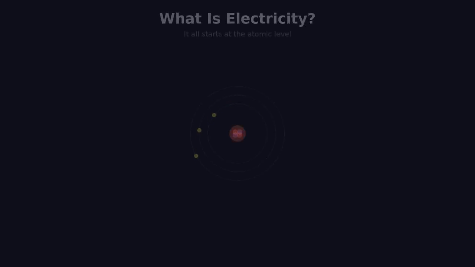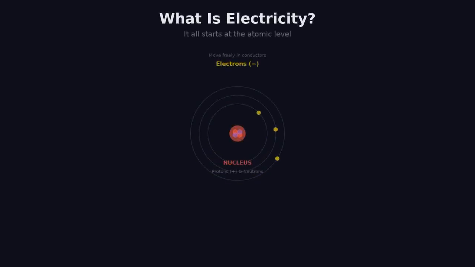Here's a question. When you flip a switch and a light turns on, what's actually happening? What is electricity really? It all starts with atoms. Every atom has a nucleus of positively charged protons with negatively charged electrons orbiting around them. And electricity, at its core, is just the movement of electrons from one atom to the next.